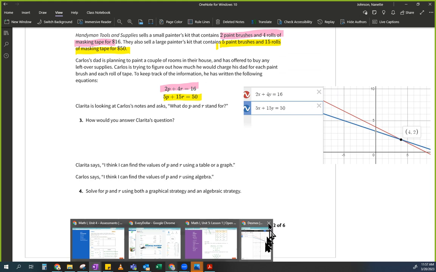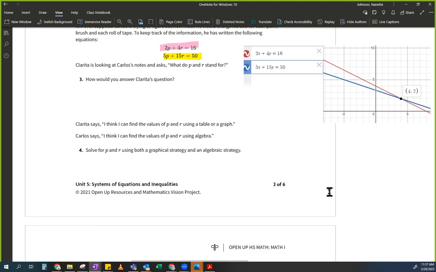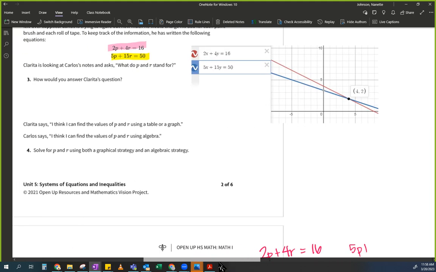And I'll just write it right down here. Okay. So the first thing that I need to do is I need to get either the P or the R by himself. Any ideas on that? And I'm going to write them next to each other. 5P plus 15R equals 50. Does anybody see anything pretty neato about these equations?